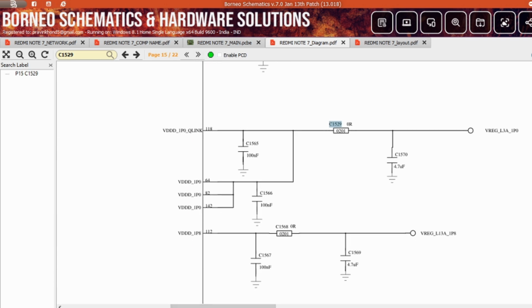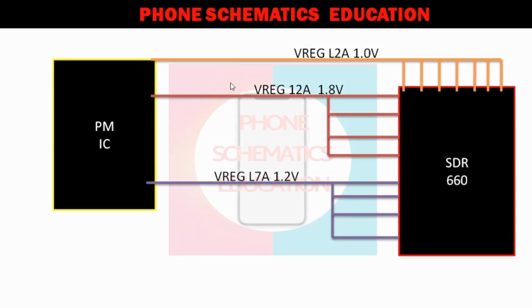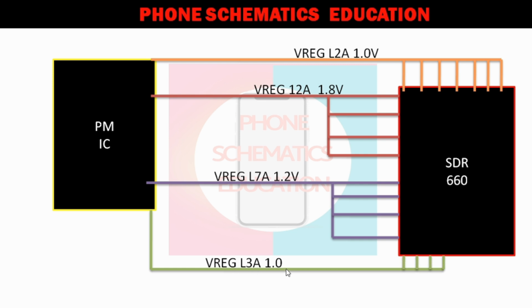Now drawing the diagram first. After 3 voltages, another voltage regulator, L3 1.0 volt, is connected in multiple ways, or to the SDR IC in multiple balls. How do you check this line? Same process. Now in this line you will get a resistance here. If this resistance is damaged, the SDR IC does not work because the requirement is not fulfilled.